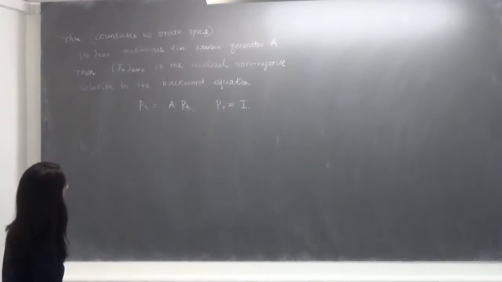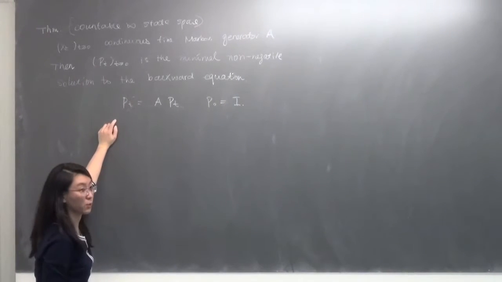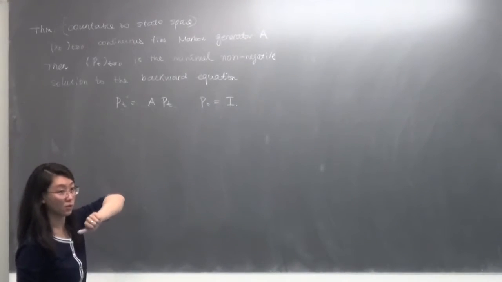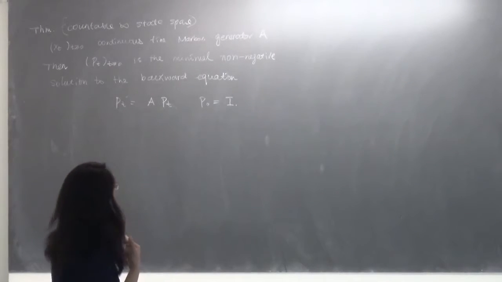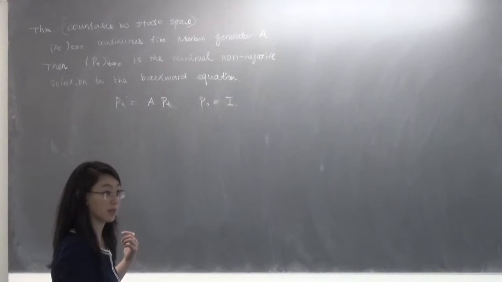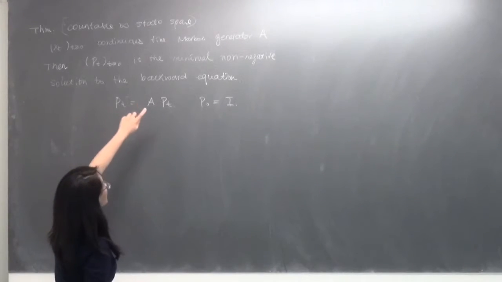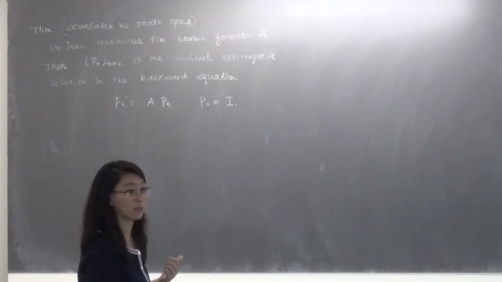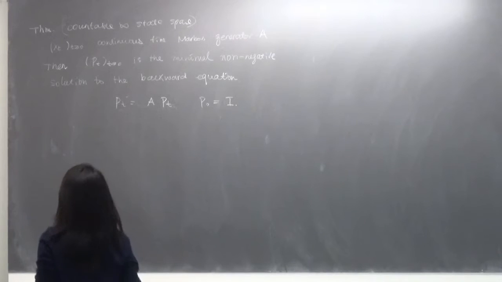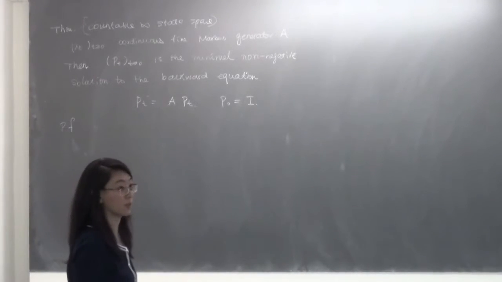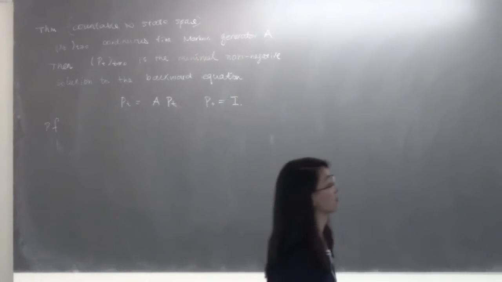Okay, so there are several pieces of information in this theorem. First, P_t is a solution to the backward equation. Second, it is the unique minimal non-negative solution. So roughly speaking, what is still true is that, given A, we can uniquely determine the semigroup. This is the same as the finite state space case, because P_t is the minimal non-negative solution to this backward equation. But what is no longer true is that we can't write P_t as e^{tA}. So given generator A, we can uniquely determine P_t.